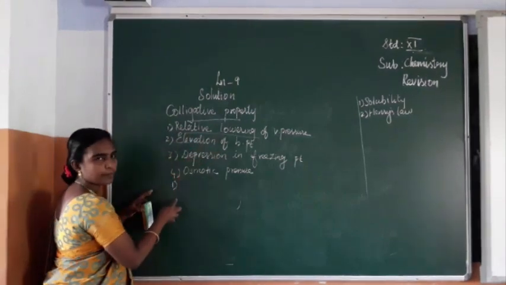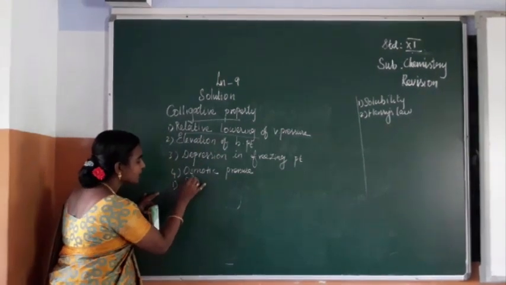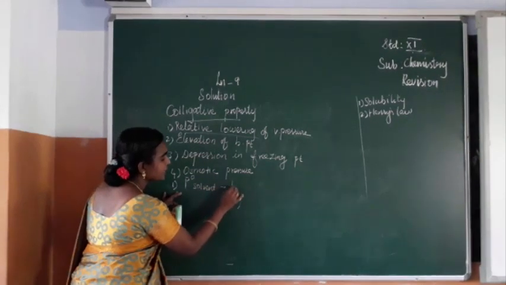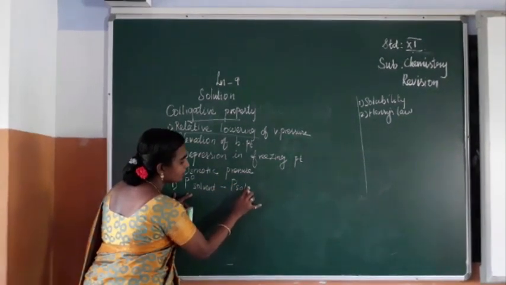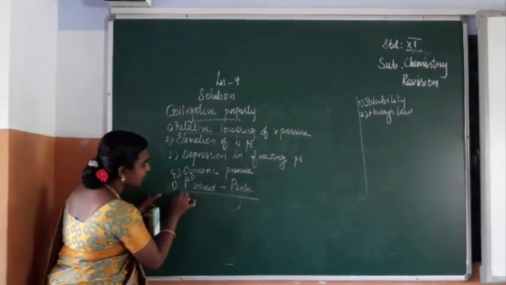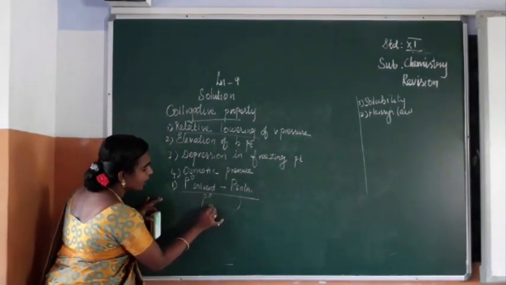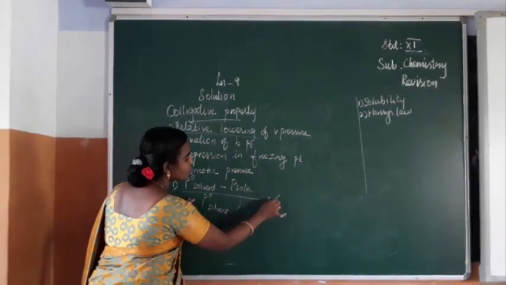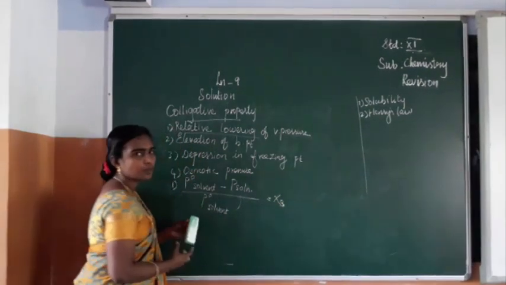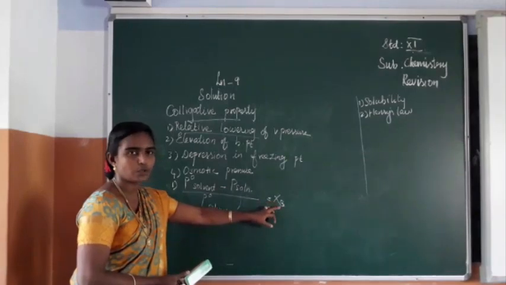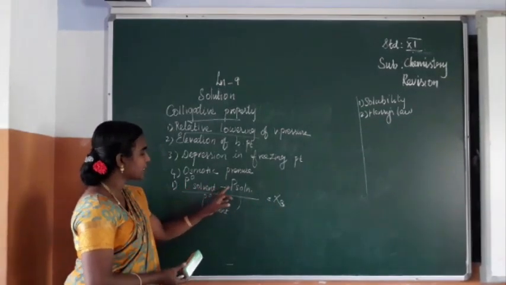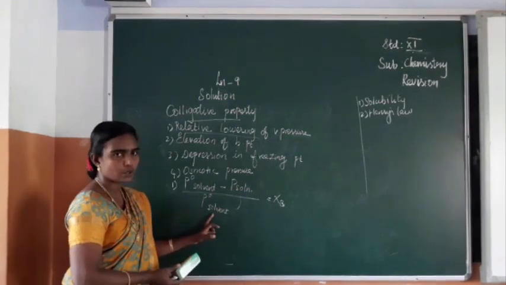relative lowering of vapor pressure, we can explain like this: P0 solvent minus P solution, divided by P0 solvent, is equal to XB, that is the mole fraction of the solute. Okay. So now, P0 solvent minus P solution divided by P0 solvent.